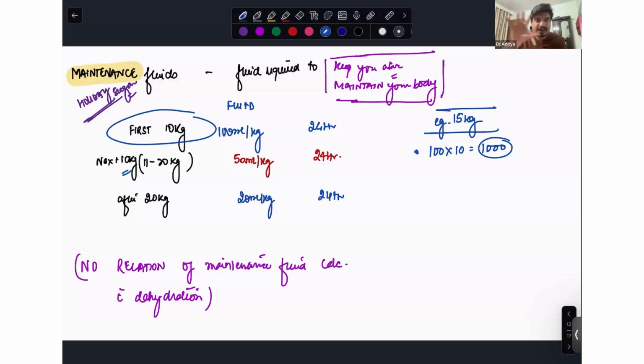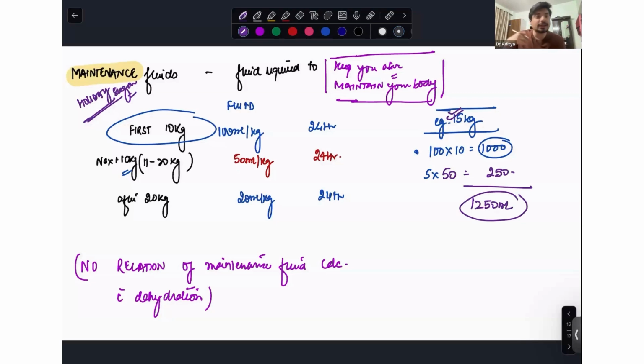Now 10 kg is done, 5 kg is left. 5 into 50, because for the next 10 kg, it is 50 ml per kg. So 5 into 50 is 250. So the maintenance fluid for a 15 kg child will become 1250 ml.